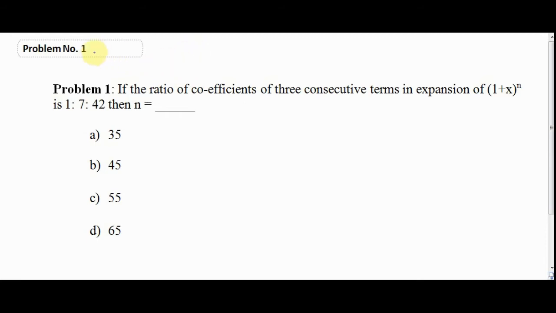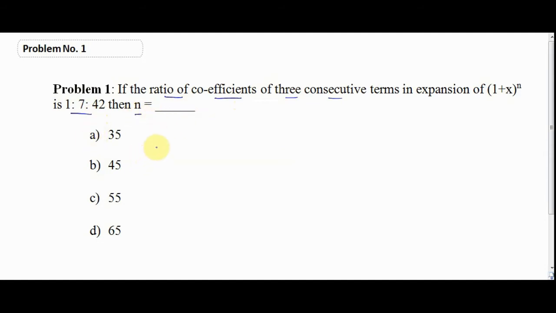Let's see problem number 1. If the ratio of coefficients of three consecutive terms in expansion of (1 + x)^n is 1:7:42, then n is equal to. So we are given a ratio of coefficients of three consecutive terms in the expansion. That is given to be 1:7:42. We have to calculate the value of n.